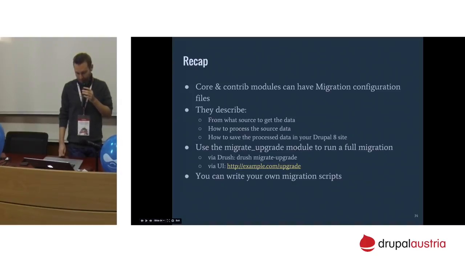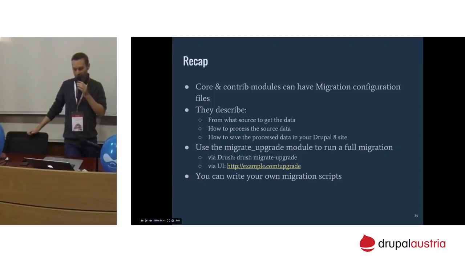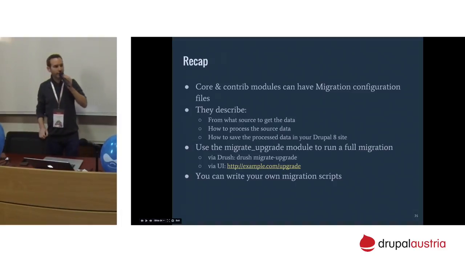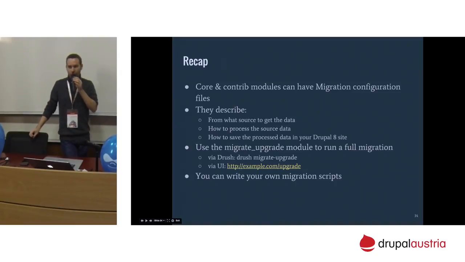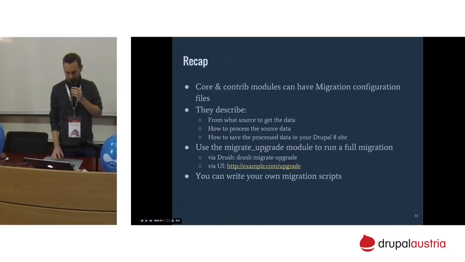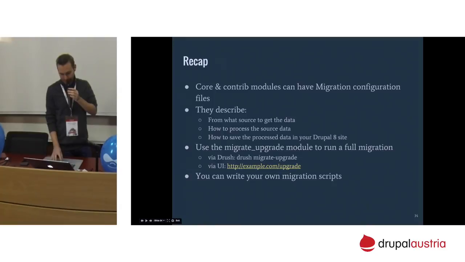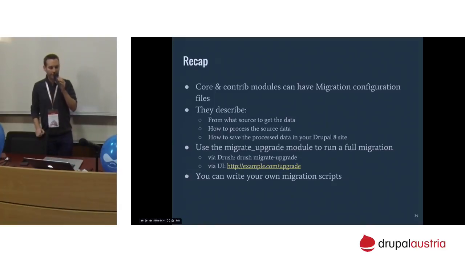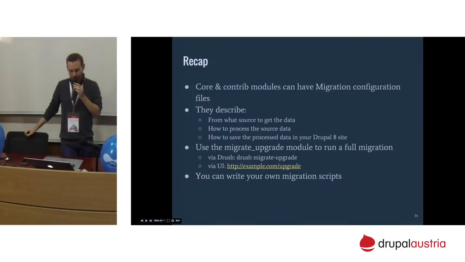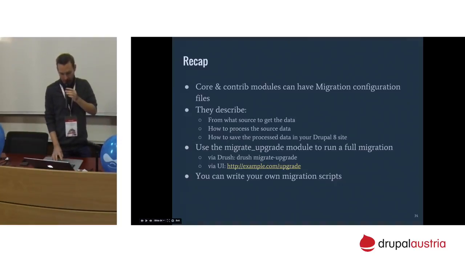Okay, so a quick recap of what we have learned so far. In Drupal 8, core and contrib modules can specify migration configuration files to move their data from Drupal 6 or Drupal 7 to Drupal 8, or you can write your own migration configuration if you want to import data from an external source. These configuration files basically describe how to move the data from the source to the destination and how to process it along the way. And you should use a bunch of these modules that I mentioned, such as the Migrate Upgrade module, to make your life a bit easier when performing the migrations.